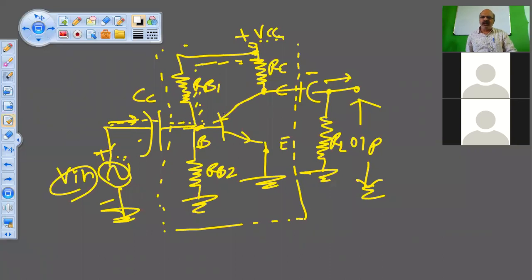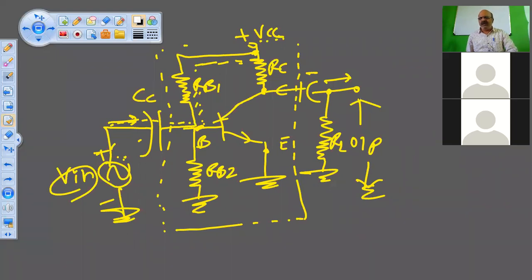We know the property of the capacitor. Capacitor always allows AC signal to pass, but it blocks the DC signal. It doesn't allow the DC signal to pass through it. Okay, so DC base current will not go from the capacitor towards the input signal side. Neither will the DC signal from the input signal enter into the base side of the transistor. They will be blocked by the coupling capacitor.